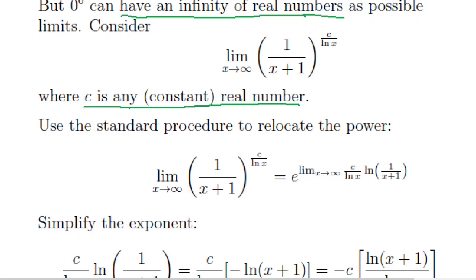As x goes to infinity, the expression inside the parentheses, 1 over x plus 1, goes to 0. Natural log of x goes to infinity, which means that constant over infinity will be 0. So we have a 0 to the power 0 expression.